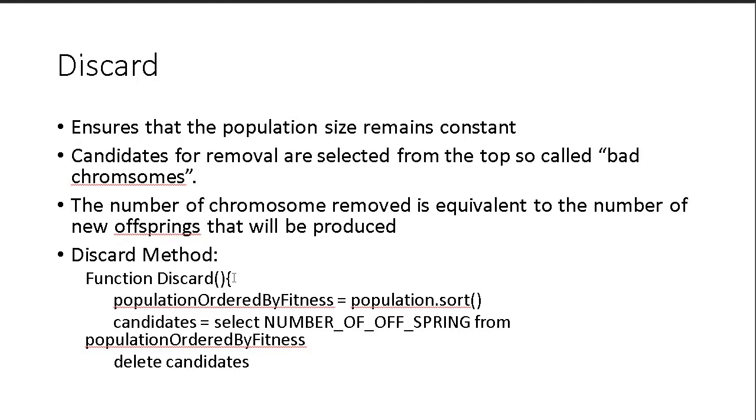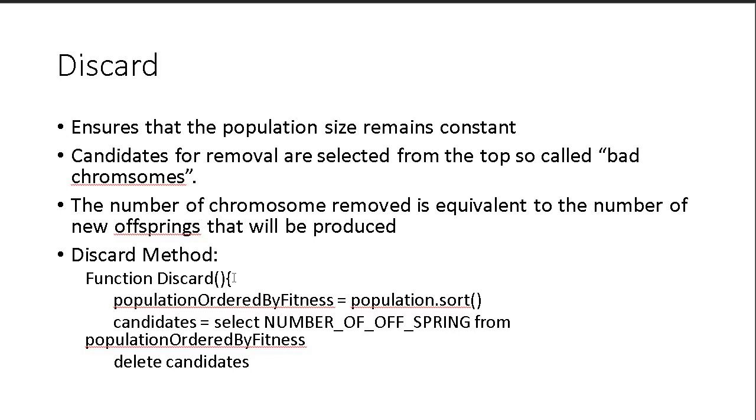And then the next and close to the final step is the discard step. And so whenever we're adding new offspring to the population, we are also ensuring that the population size does not change. So we have to remove so-called bad chromosomes. And so this is performed by first sorting the population based on their fitness.